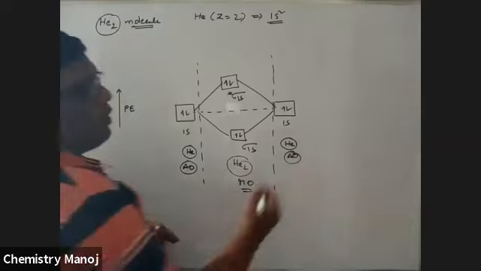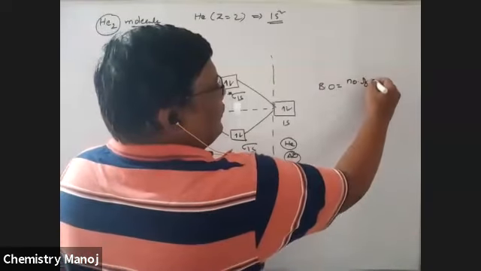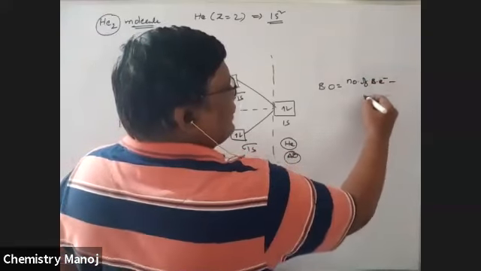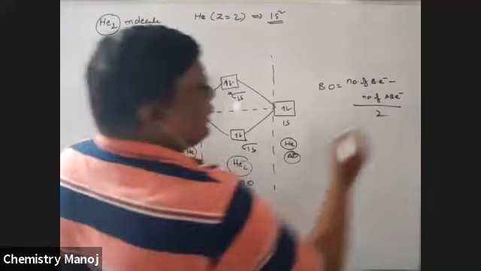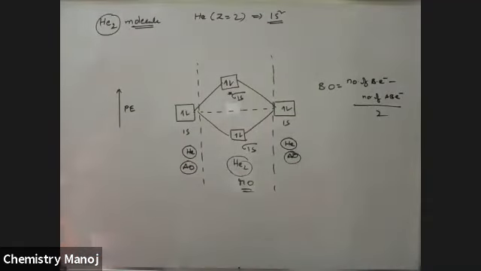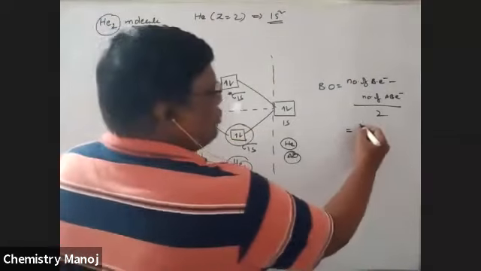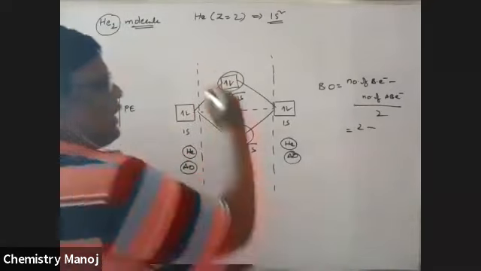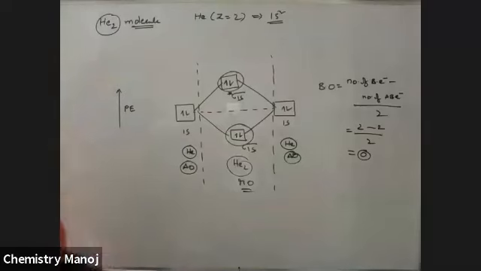Now calculate the bond order. Bond order is equal to the number of bonding electrons minus the number of anti-bonding electrons, divided by 2. So bonding electrons is equal to how much? These are bonding electrons, 2 only. Minus these anti-bonding, 2. 2 minus 2 by 2, which is equal to 0 only. That means there is no bond between the helium and helium.